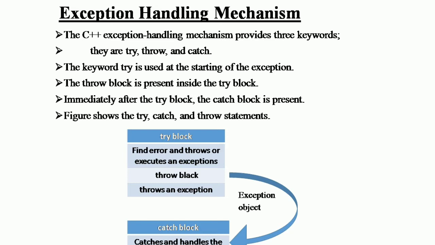C++ provides the following specialized keywords for this purpose: try, catch and throw. Try represents a block of code that can throw an exception. Catch represents a block of code that is executed when a particular exception is thrown. Throw is used to throw an exception. It is also used to list the exceptions that a function throws but does not handle itself.